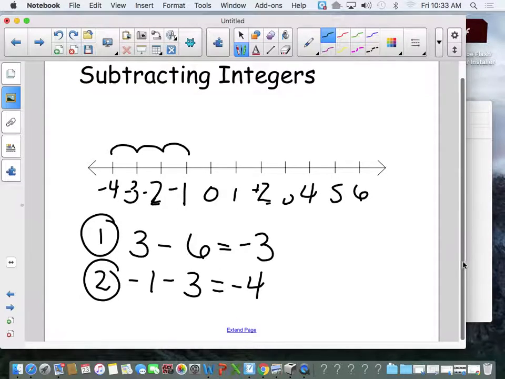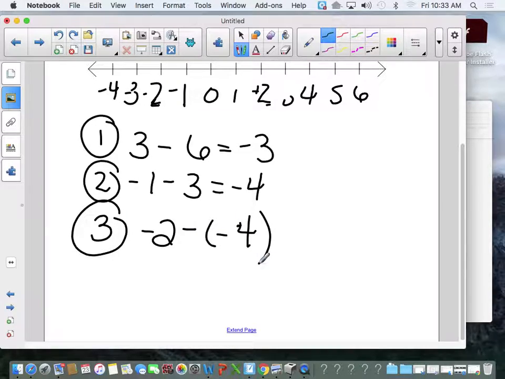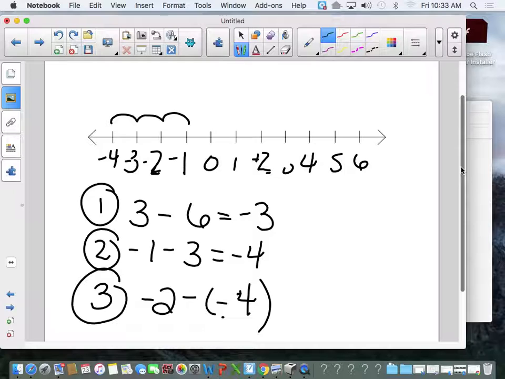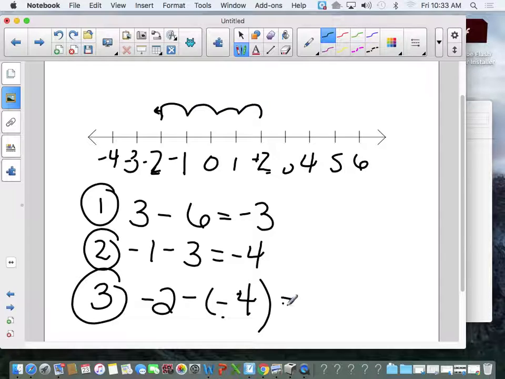But it's not always so nice and pretty to use a number line when we're doing integers. If I had a problem like a -2 and I'm subtracting a -4, that is actually read, I'm taking a -2 and I'm subtracting in the opposite direction, 4. So looking at our number line, I'm no longer taking -2 and going in the subtracting direction. I'm taking -2 and subtracting in the opposite direction, 1, 2, 3, 4.